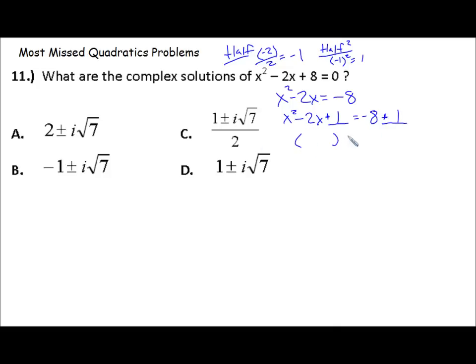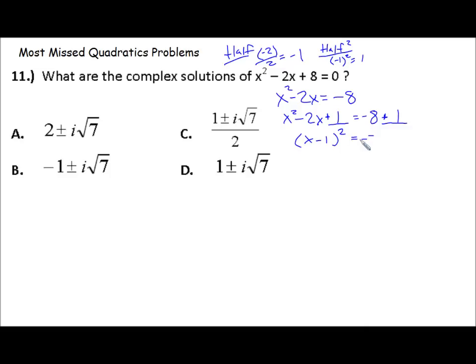Now, there are some shortcuts we can take here. This half number, half the middle term, is always what goes inside your parentheses when we write this as a perfect square. We want to write that as a perfect square so that we can just take the square root and be almost done. Half the middle term squared is what we have to add here and to both sides in order to balance it out. So -8 plus 1 is -7.